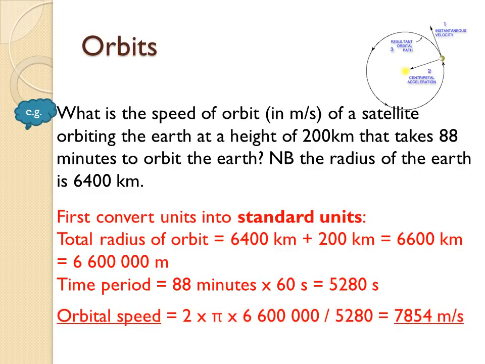And now we can calculate the speed using the formula 2 pi r over t, which comes out to be 7,800 meters per second, about 7.8 kilometers per second.